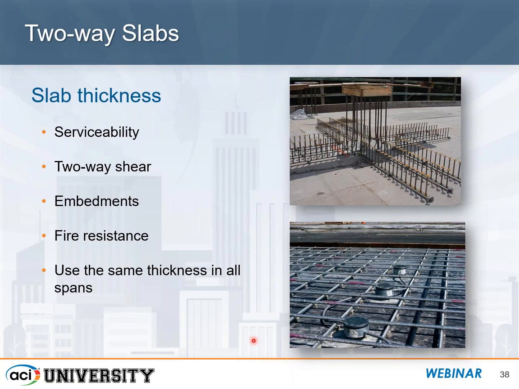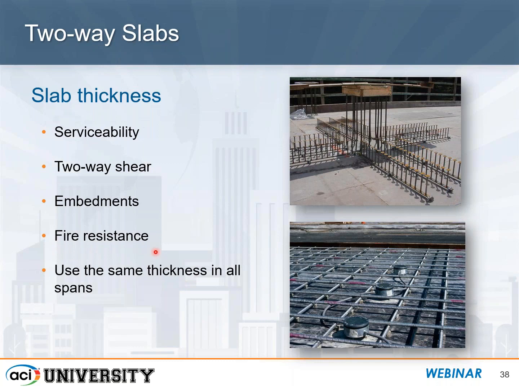There's a lot of contractors, especially here in the Chicago area, will use nothing less than an 8.5-inch thick slab just for embedments. So that 8.5-inch slab for typical spans will work out well for serviceability. For the longer spans, sometimes we'll need to provide the stud rails to enhance the shear capacity.